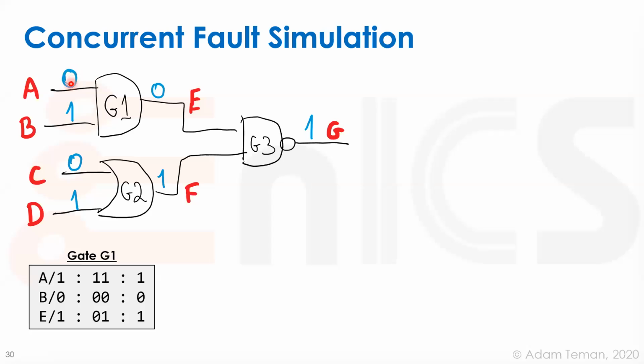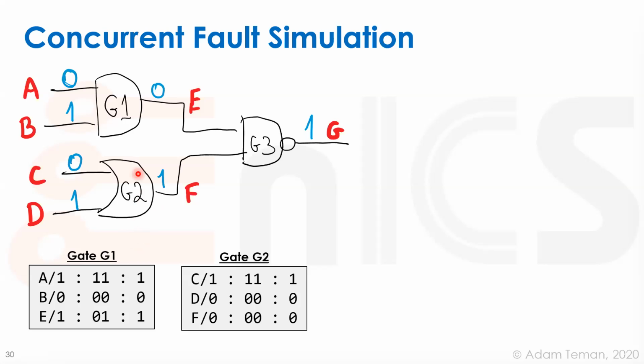A could be stuck at 1. If A is stuck at 1, then the input is 1, 1, and the output would be 1. So 1, 1, and 1. B could be stuck at 0. The input will be 0, 0, and the output will be 0. And E could be stuck at 1, then the input is 0, 1, and the output is 1. So that's trivial, what we saw before. And the same thing we can obviously do for gate G2, just write that down.